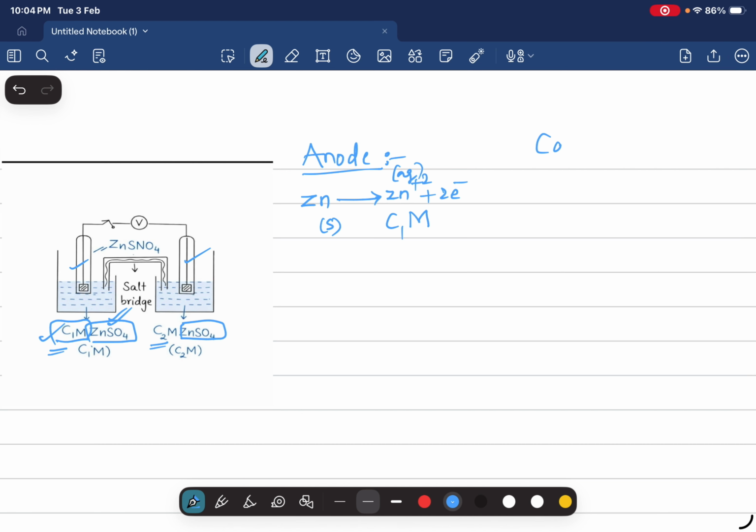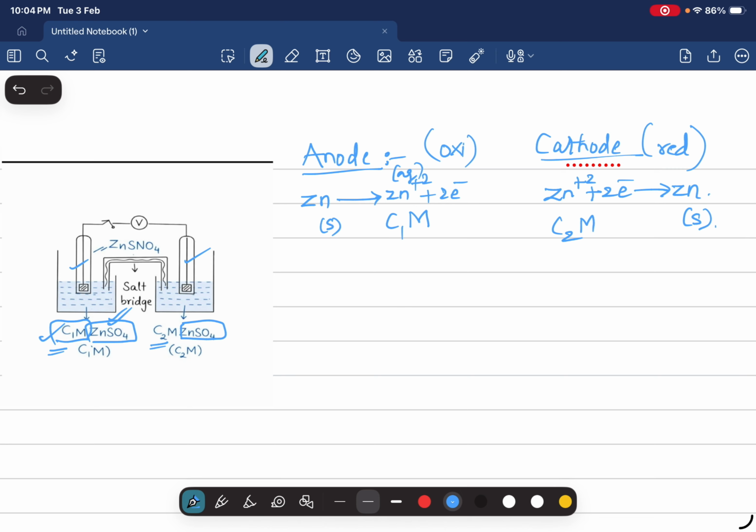And the cathodic reaction, what happens at the cathode? Zn2+ is converted into Zn by accepting electrons. So this is a reduction process, and the first one is the oxidation process. Here the concentration of Zn2+ is C2, and the Zn is solid.